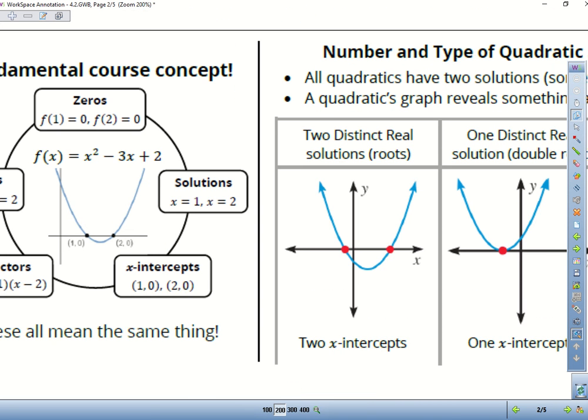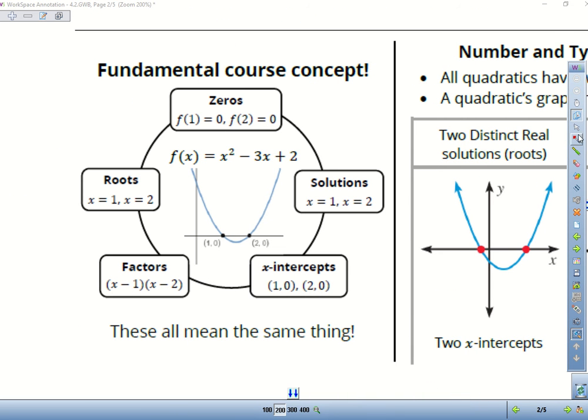An important concept for you to understand in this course is that we use these words somewhat interchangeably. When we talk about a quadratic, we use these words a lot. Zeros are values that you can plug into your function that output zero, meaning that it crosses the x-axis. A root or a solution are the values for which your equation crosses the x-axis. For example, x equals 1 and x equals 2. Those are roots and/or solutions.